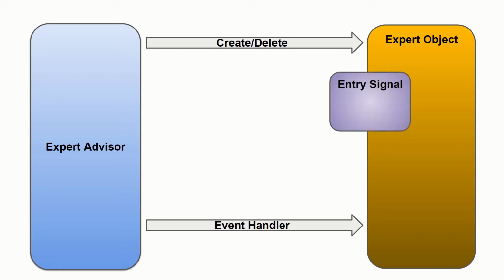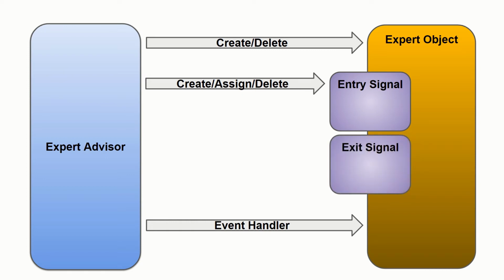We've also created an entry signal class. So the purpose of this class is to tell the expert object when to enter a trade and in which direction. The expert advisor then creates and assigns that entry signal object to the expert object, and also takes care of deleting the entry signal object when the expert advisor terminates.